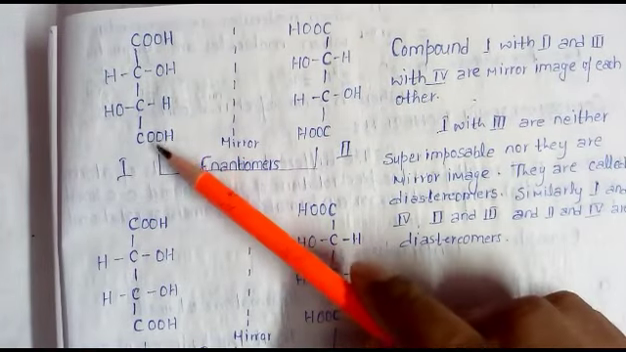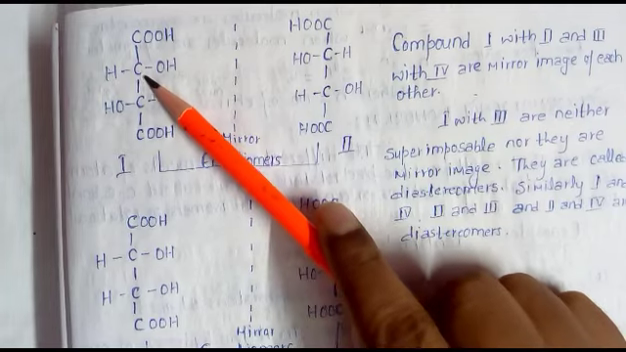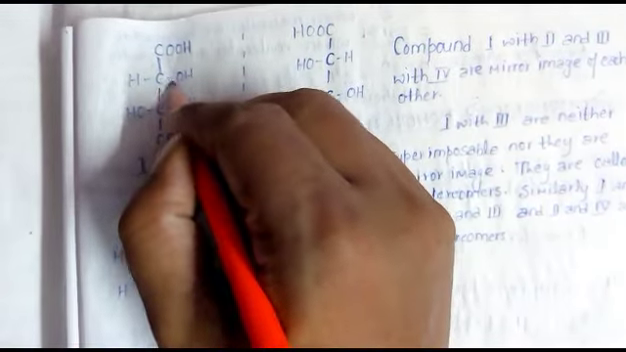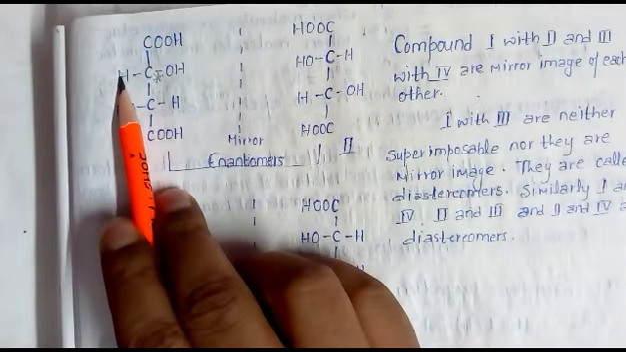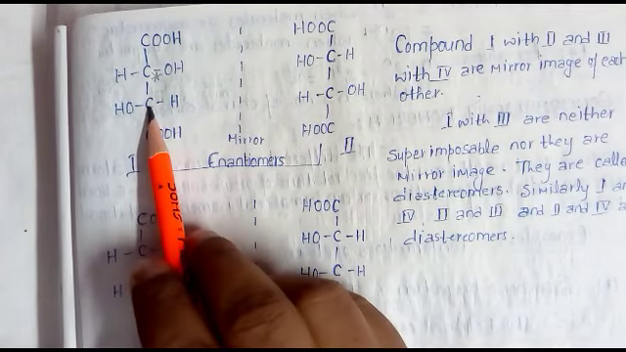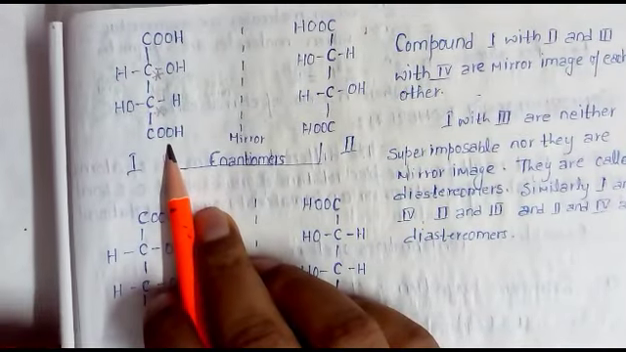In this molecule, there are two chiral centers. One chiral center can be marked with an asterisk: one different atom, two different atoms, three different atoms, and the entire part is the fourth different one. Similarly, for this carbon also. It means this molecule has two chiral centers, so this molecule is able to show optical isomers.